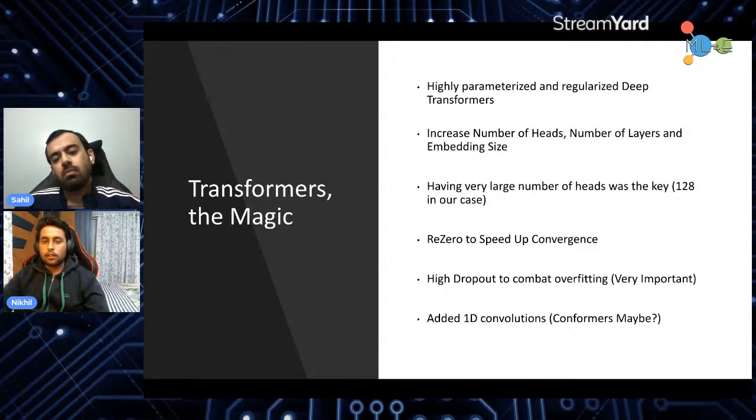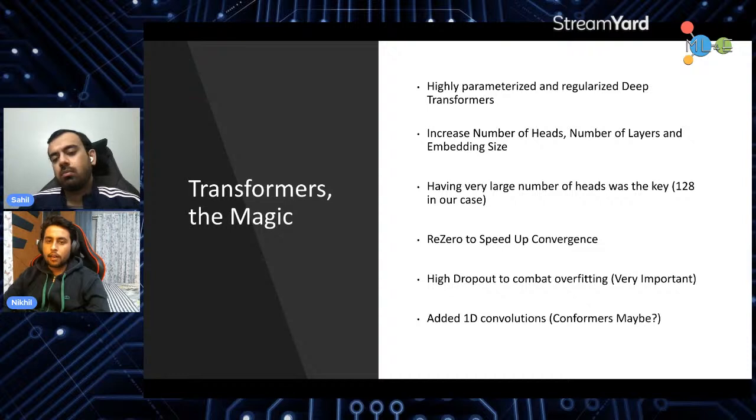So this is an alternative to the simple addition in residual networks, when you just do a plus b. Instead of a plus b, we are doing alpha times a plus b, right? So alpha is another parameter which is learned by the model. If you read the ReZero paper, in the results they describe that this really helps speed up convergence of deep neural networks, especially transformers, right? Okay. And then high dropout to combat overfitting, right?